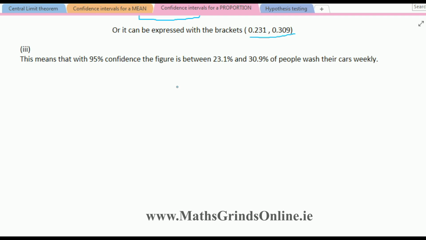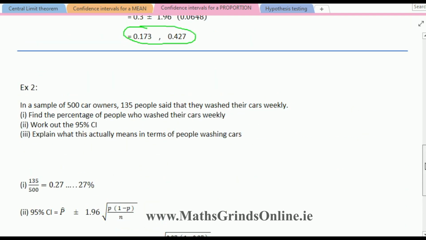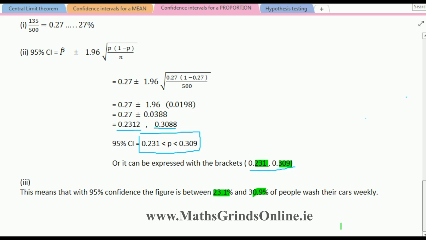This means that with 95% confidence, the figure for people who actually wash their cars is between 23.1%, that's obviously coming from 0.231, and 30.9%, again 0.309. That's the percentage of people that wash their cars weekly. So although we worked it out at the start of the question as 27%, we are 95% confident that it's between those two percentages, 23.1 and 30.9.